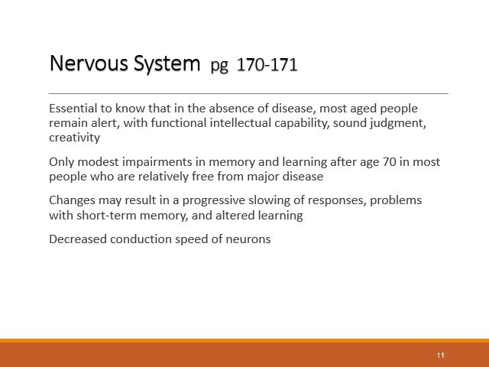So the nervous system, let's talk about that, page 170, 171. It's essential to know that in the absence of disease, most aged people remain alert with functional intellectual capability. Now, functional is always going to mean what you do. So what you do and your intellectual capability. That you normally will have a sound judgment, be creative.